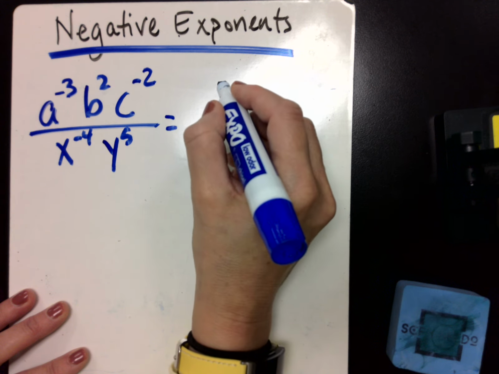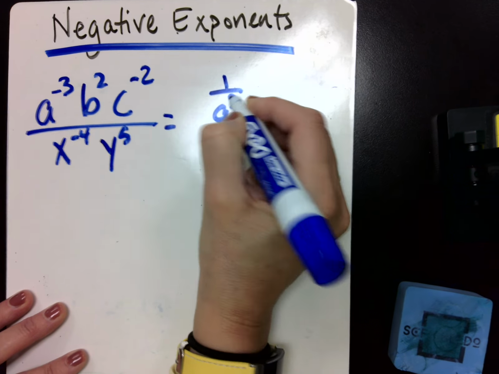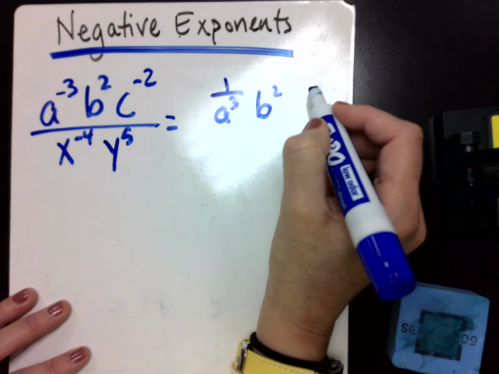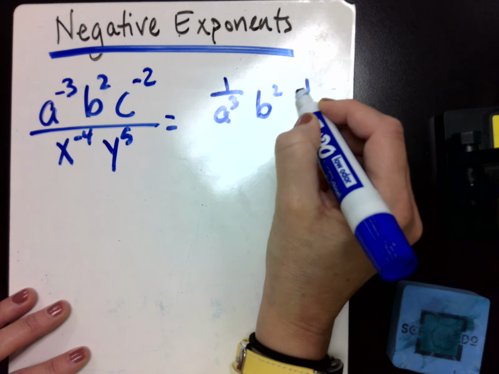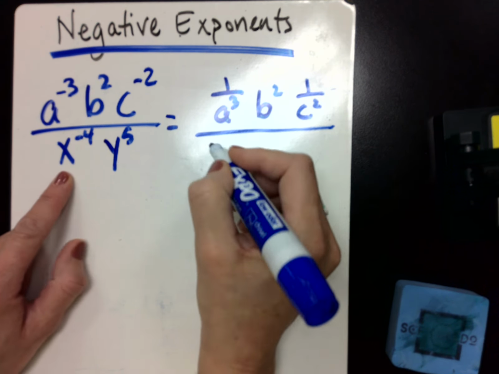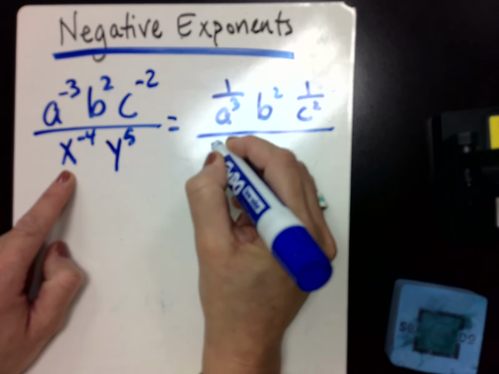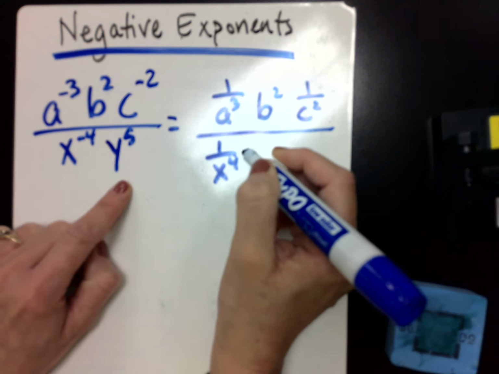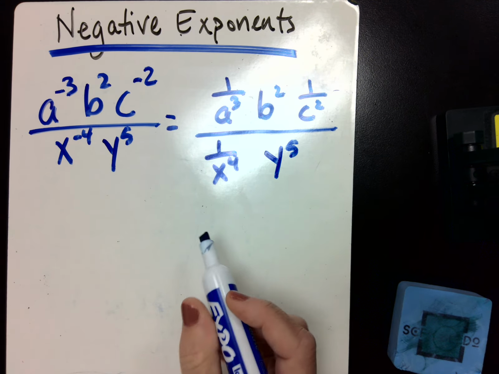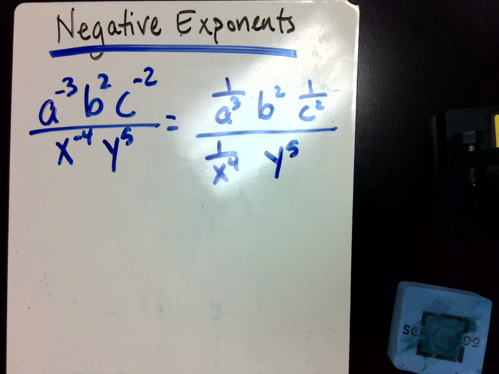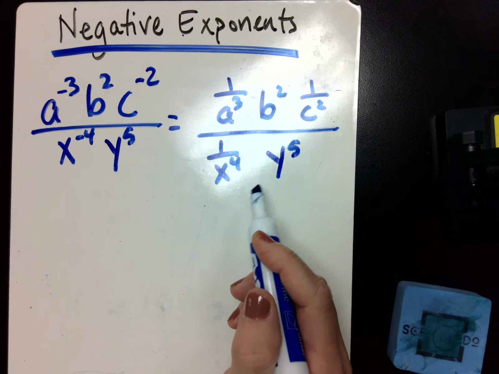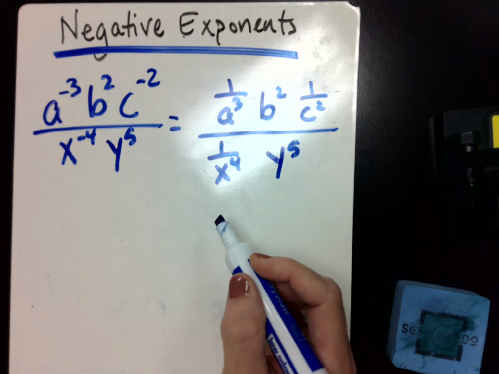This is going to look like this: 1 over a cubed. The b squared ends up being the same. The c to the negative 2 ends up being 1 over c squared. I'm going to divide that by this one, which turns into 1 over x to the fourth, and the y to the fifth stays there. Okay? Now you get into a situation where you're dividing fractions. You're dividing things by fractions. You're taking a fraction, dividing it by something else.